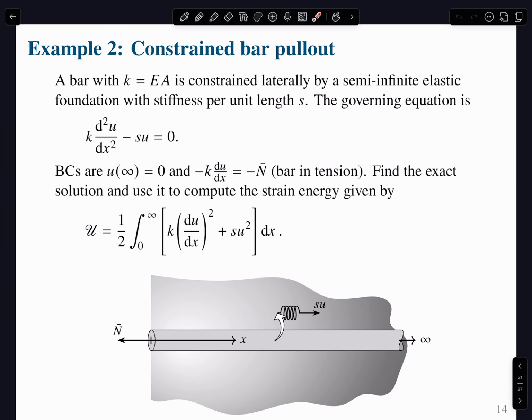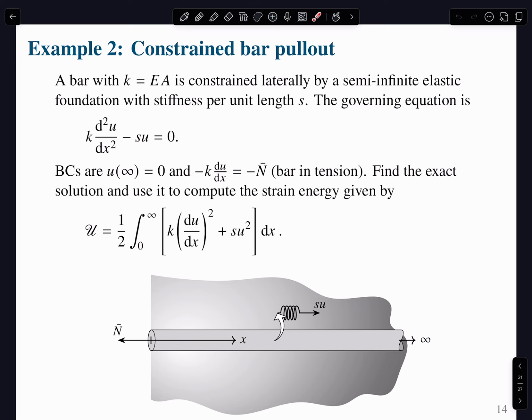Yeah, so S is some constant of the spring. So you have a spring at every point, right? When I try to pull it to the left, it's going to experience a force to the right, in the opposite direction, and that force is directly proportional to that spring. But it is not related to the boundary. No. This is part of the differential equation. Okay. Yeah, so my boundary conditions are, again, my displacement at infinity is equal to 0. My force at this point is equal to n bar.